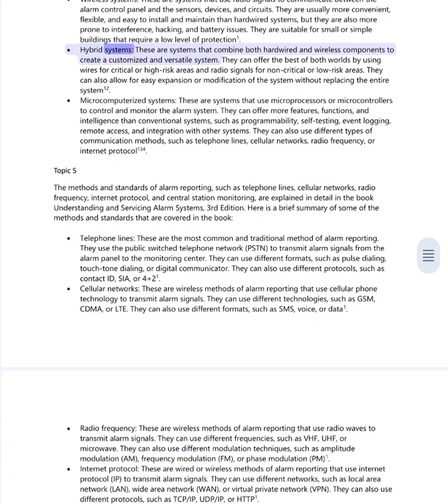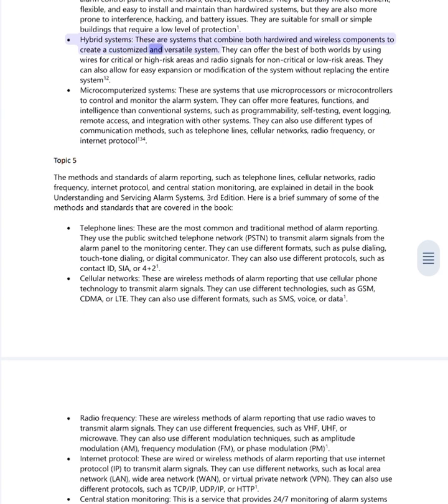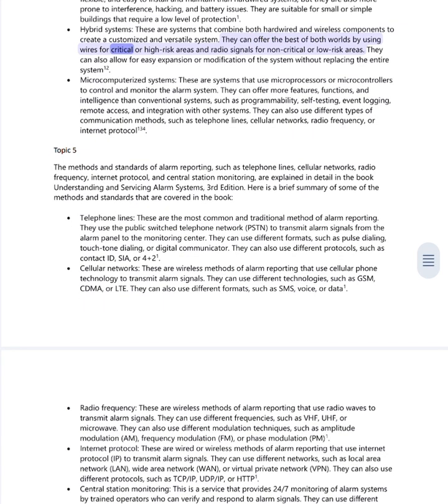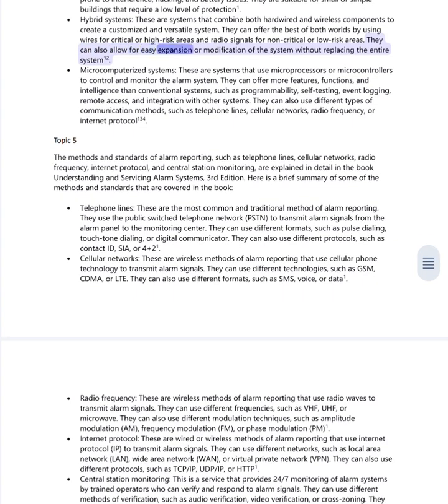Hybrid systems. These are systems that combine both hardwired and wireless components to create a customized and versatile system. They can offer the best of both worlds by using wires for critical or high-risk areas and radio signals for non-critical or low-risk areas. They can also allow for easy expansion or modification of the system without replacing the entire system.